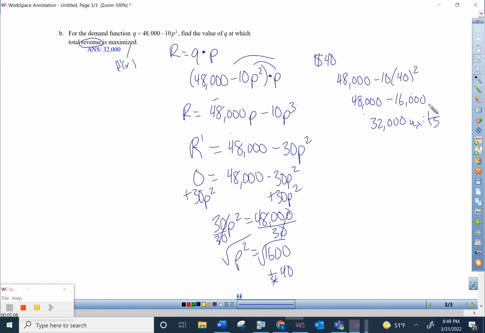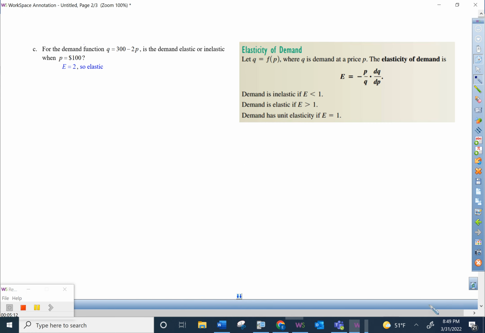Okay, to backtrack to that last one here for part C. This one, it says, here's our demand function, and we want to know, is it elastic or inelastic when P is $100? Okay, I will give you the elasticity of demand formula. So let's go find E. You have to know elasticity, whether less than 1, greater than 1, inelastic or elastic.